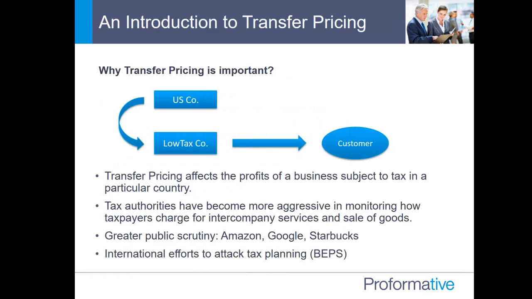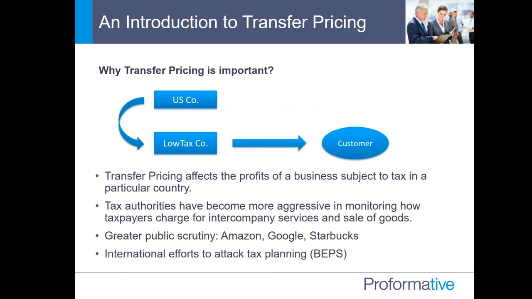So why is transfer pricing important? Well, there's a very simple diagram there. You have a US parent company, for example, that might sell goods or services to a related party in a lower tax jurisdiction, who then sells it on to the customers. Clearly, the IRS will want to understand how much profit is being recognised in that low tax jurisdiction, as opposed to how much profit is being repatriated to the US, particularly where you haven't gone through a check the box election and that profit is being kept offshore in perhaps a preferential tax jurisdiction.